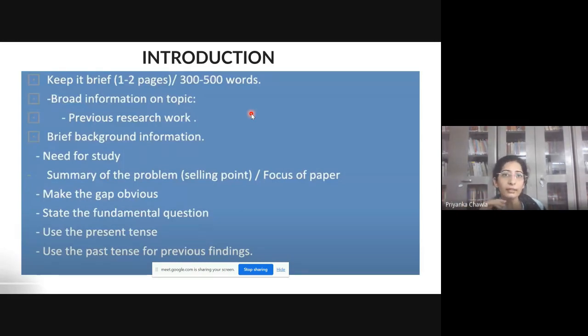And cover the gap. So obviously it should cover the gap. If there is a problem, that means this problem has not been covered earlier. That's why in 1 or 2 lines, we describe the gap with the research question. And while describing the gap or research question, when you write this, it should be in the present tense. But if we talk about the previous findings, it should be in the past tense.